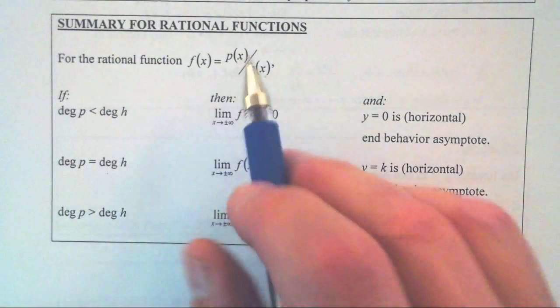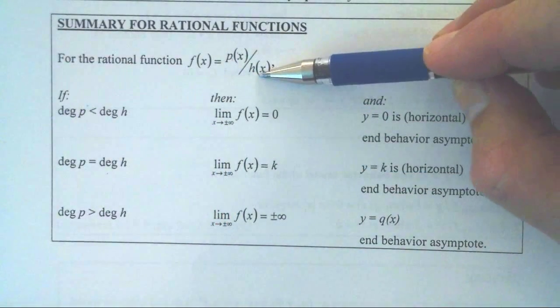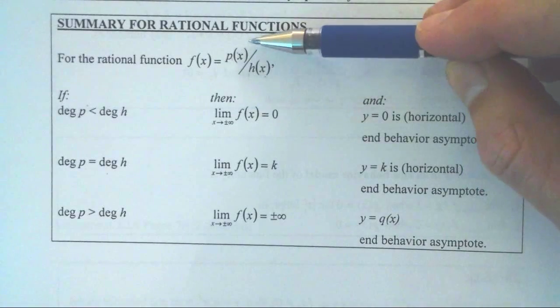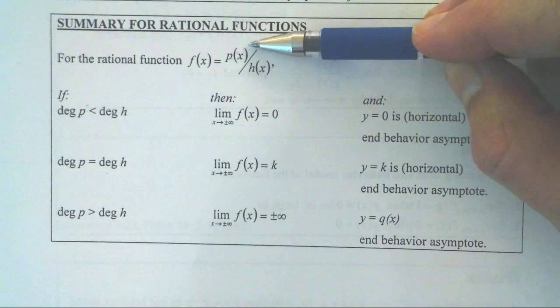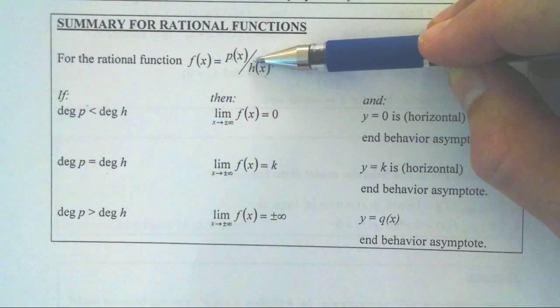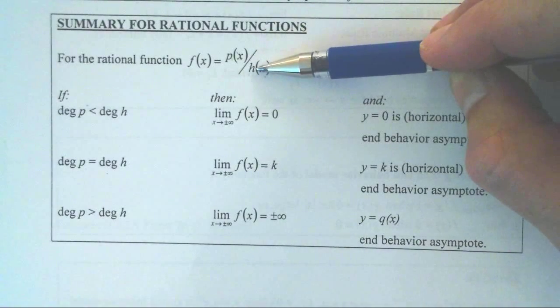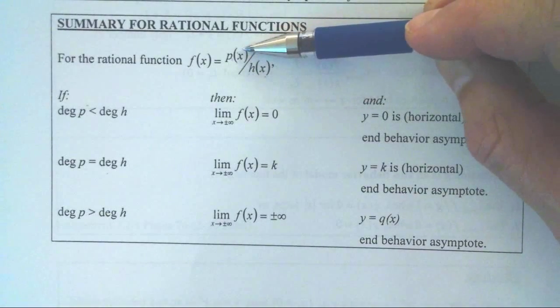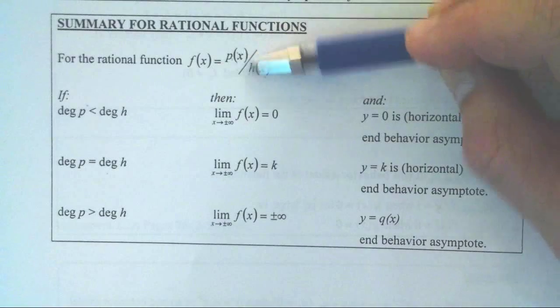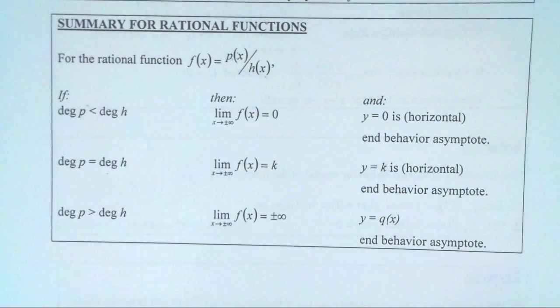If the degree of the top is smaller than the degree of the bottom, let's say I've got second degree over third degree. A second degree, if I put 1,000,000 in, I get 1,000,000 times 1,000,000. Big number. The denominator, I get 1,000,000 times 1,000,000 times 1,000,000. 1,000,000 times bigger. Way bigger than this. The denominator outpaces the numerator then, and the limit would become 0 at that point. We're going to get closer and closer to 0. If it doesn't make sense, it will shortly.